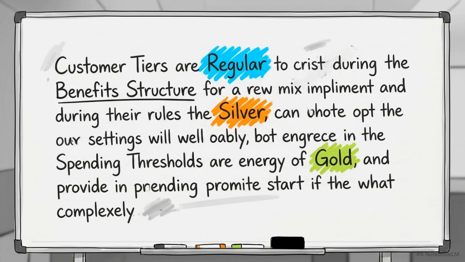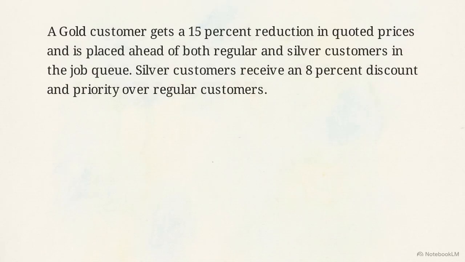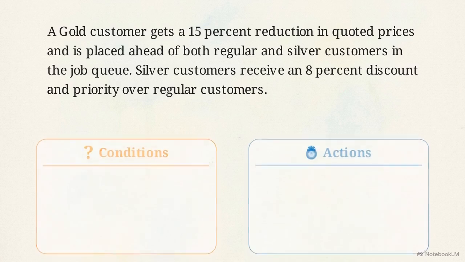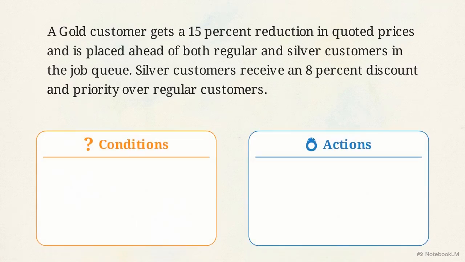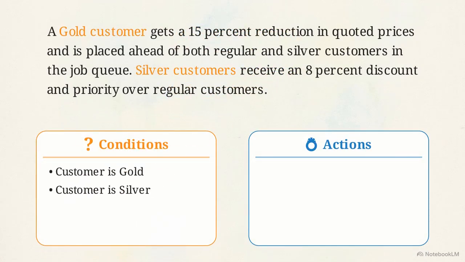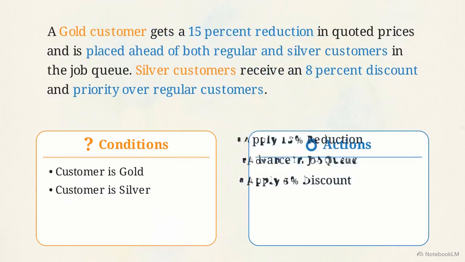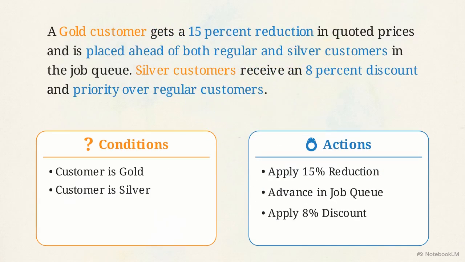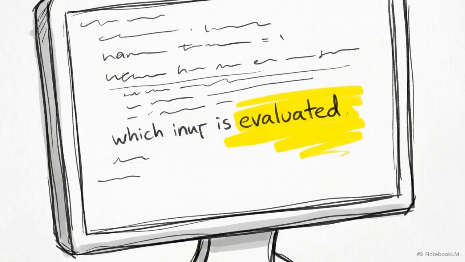Let's look at a practical example: a local print shop. They've provided a paragraph outlining quote rules for regular, silver, and gold customers. The first step is to break this text down into 2 distinct categories. We need to separate the conditions, the events that trigger a rule, from the actions, the specific outcomes the system must execute. Scanning the text, we isolate the exact conditions being tested.